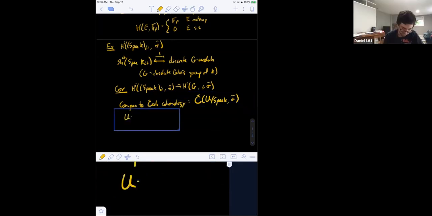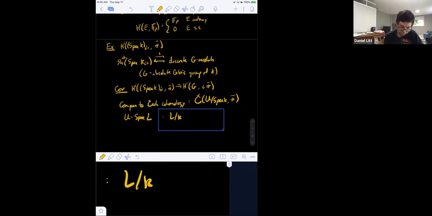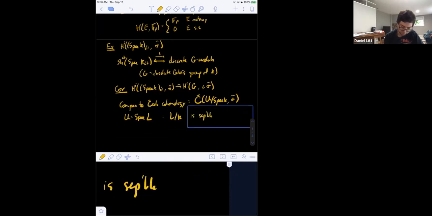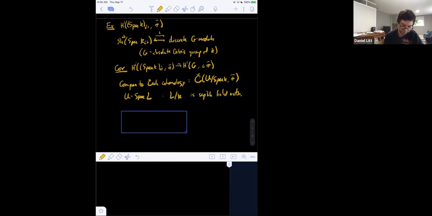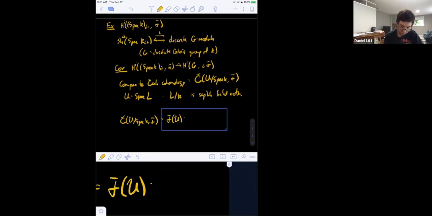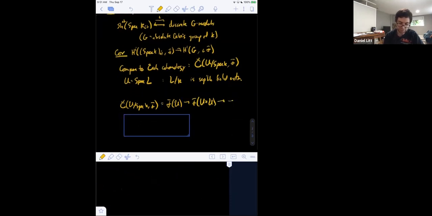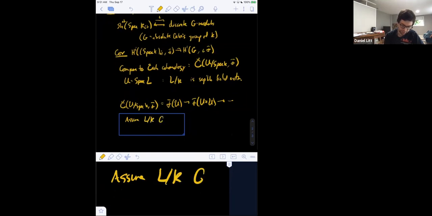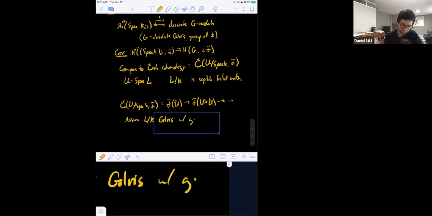So let's set U to be spec L, where L over K is a separable field extension. What does the Čech complex look like? This Čech complex is just F of U, so F of spec L, to F of U cross U, and so on and so forth. And now let's assume that U is Galois, so let's assume L over K is Galois with group, let's say G L over K.